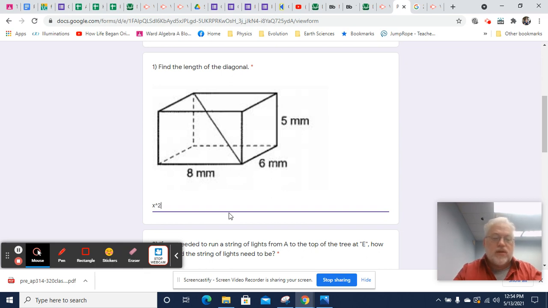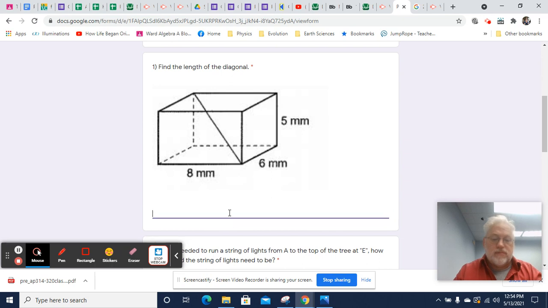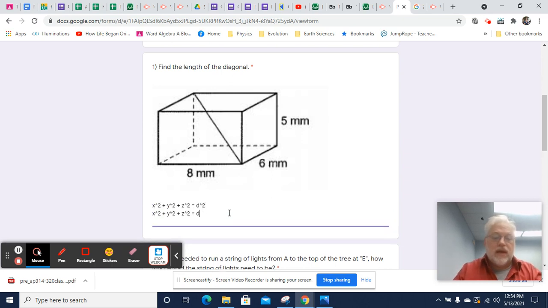So x squared plus y squared plus z squared, so length, width, and height, is going to equal diagonal squared. Okay, and if we wanted just the diagonal, you can say diagonal equals the square root of all of that. Okay, so now let's figure out what all of that is.